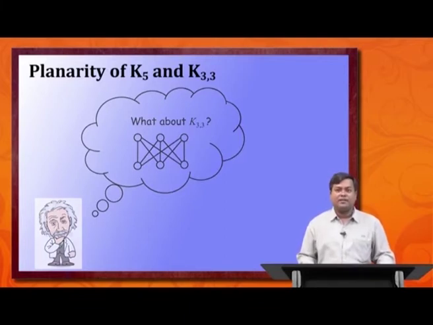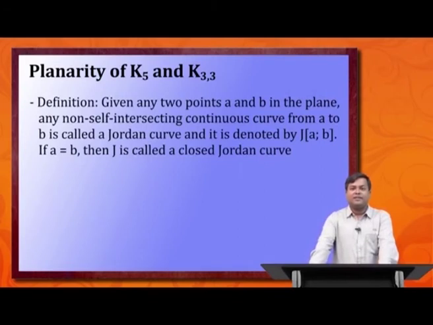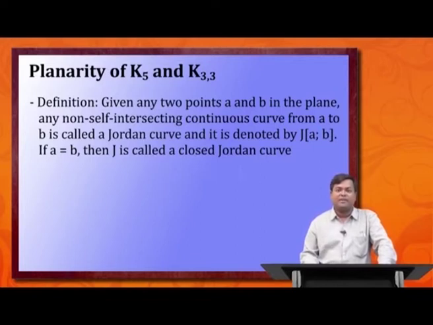So definition 1 is the Jordan curve definition. Given any 2 points A and B in the plane, any non-self-intersecting continuous curve from A to B is called a Jordan curve, and it is denoted by J from A to B. If A equals B, that is, the starting and ending points are the same, then J is called a closed Jordan curve.